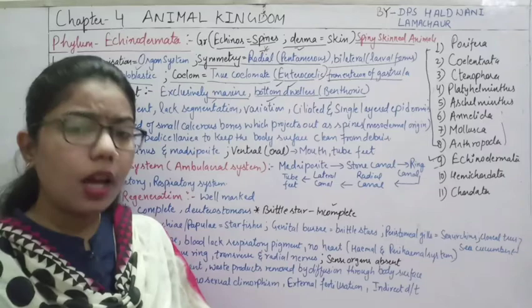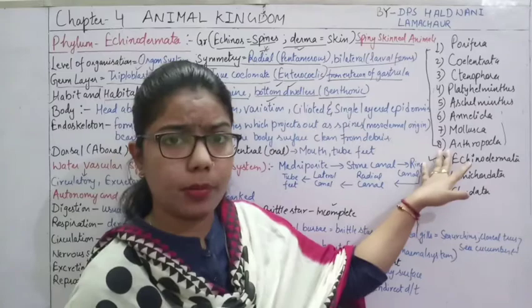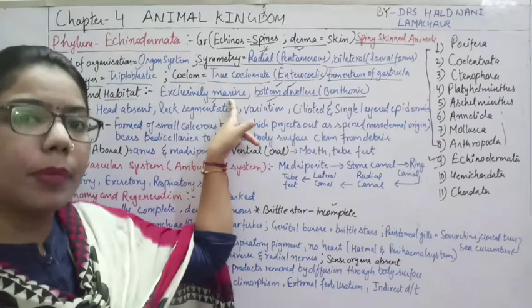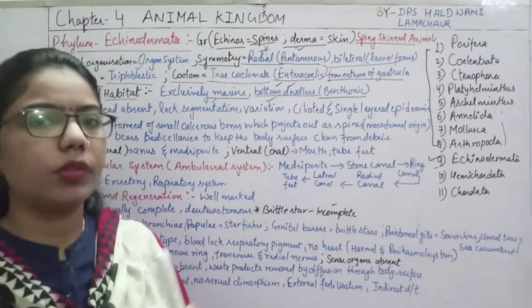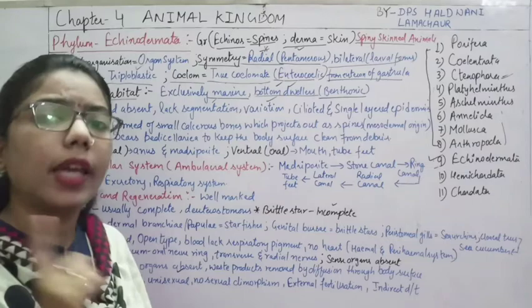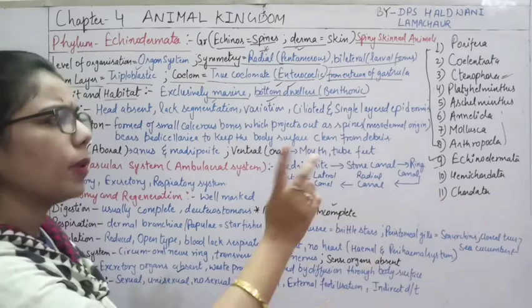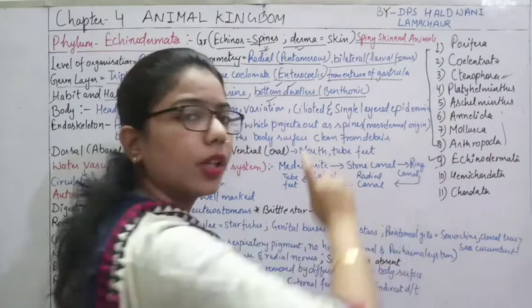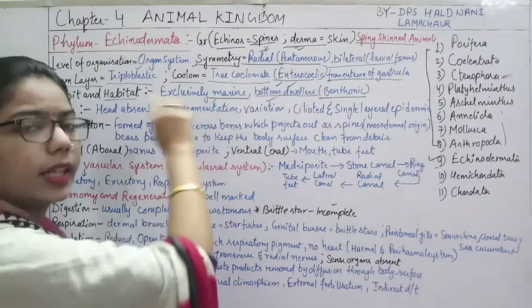Now, one more question arises from here. Out of these 8 phyla which we have done till now, in which phylum have you seen that it is exclusively marine? One of them is Echinodermata. Previously also we have done one phylum, that is Ctenophora. Ctenophora was also exclusively marine. Later on some more are there, but up to the Echinodermata, we can say that Ctenophora and the Echinodermata are the phyla which live only in marine water. They are exclusively marine.